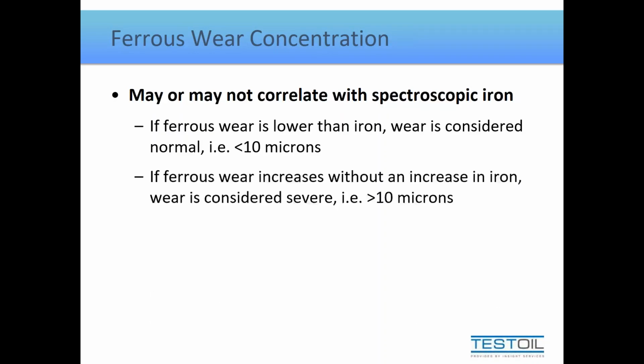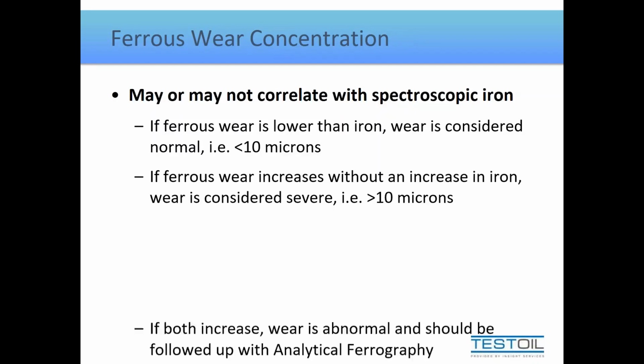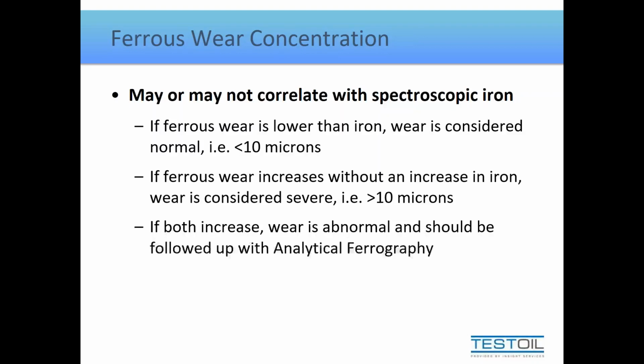If we see it the other way around, where the ferrous wear concentration is increasing, but we don't see much of a change or any change in the spectroscopic iron, then we know this wear is likely to be more severe. It's going to be all larger than 10 microns. If both of them go up together, though, definitely we have an abnormal wear mechanism occurring, and we should follow up with analytical ferrography.